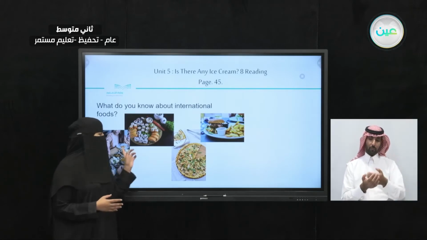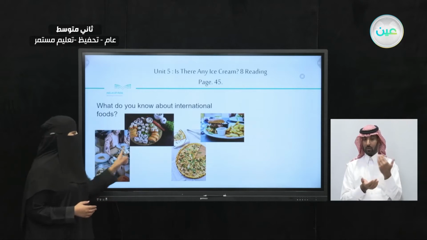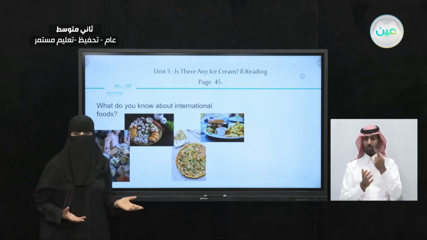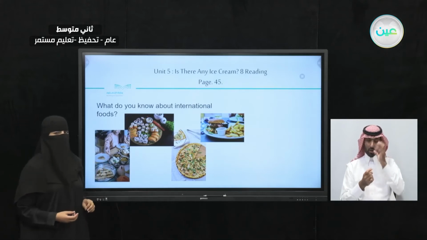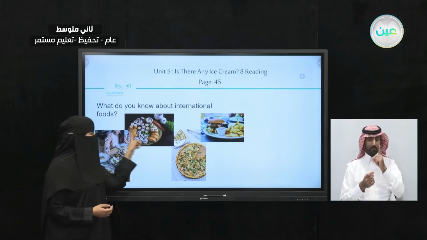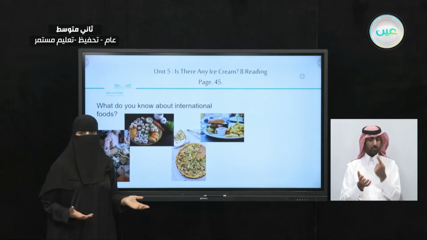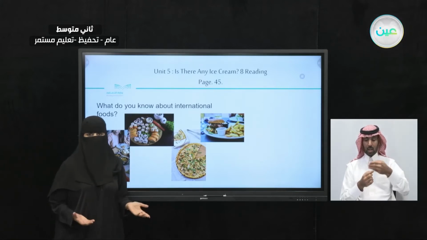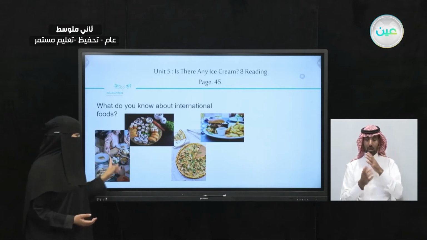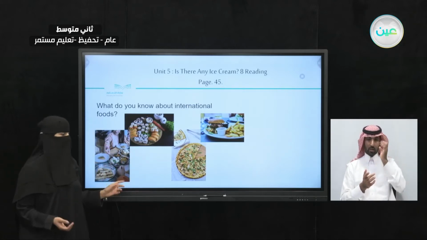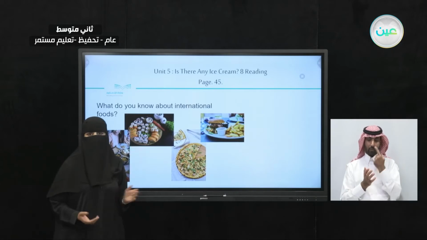Now, let's take a look at the next picture. What can you see here? What kind of food can you see in the next picture? Is it Indian food? I don't think so. So, what is this? This is sushi. It's very famous in Japan, right? That means this is Japanese food. This is Indian food from India. This is Japanese food from Japan.